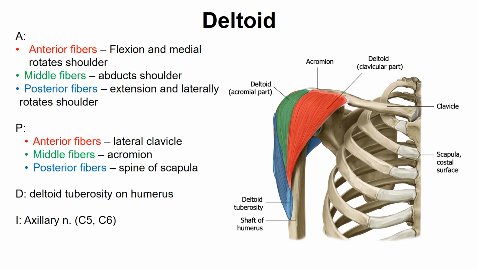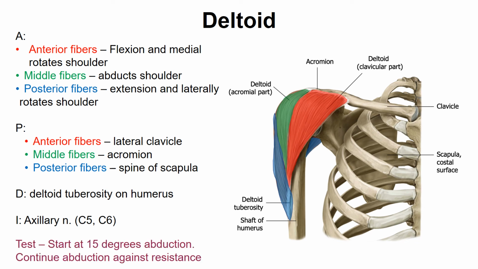So the anterior is going to be more flexion and medial rotation. Middle fibers are going to be abduction. Posterior fibers are going to be extension and lateral rotation. So as you walk your way around, the actions slowly change. And then this is innervated by the axillary nerve. So when we talked about shoulder dislocation earlier, this axillary nerve that supplies all of the deltoid and the skin as a sensory nerve above the deltoid could be damaged.